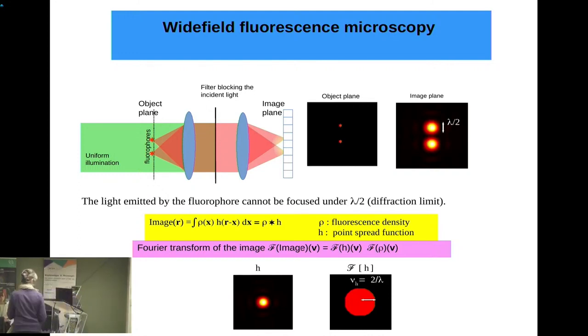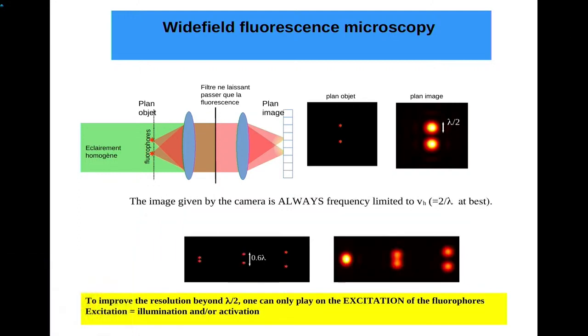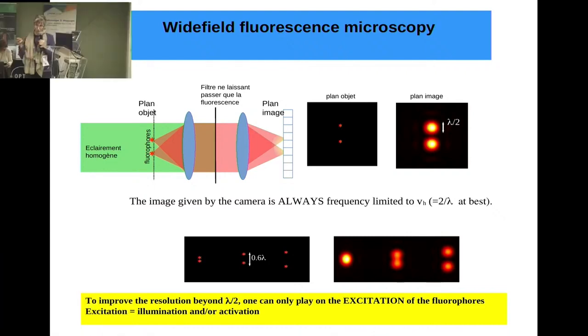Okay, so there's nothing you can do. As soon as you have recorded an image, this image is frequency limited to nu h. So of course, if you have closer and closer fluorophores, you won't be able to distinguish them after a certain limit. So under this linear fluorescence regime, what is the only way to have a better resolution?